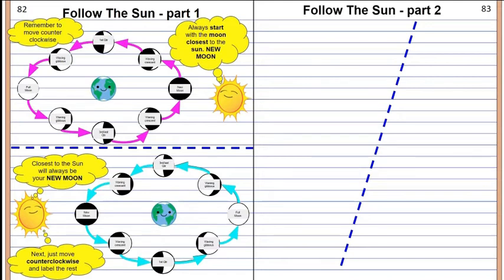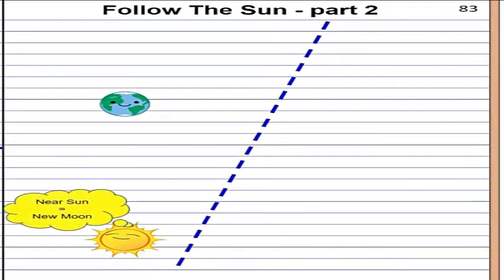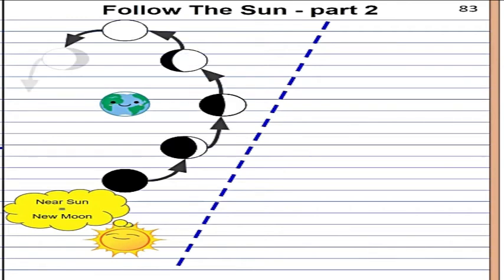Label the top of 83, Follow the Sun Part 2. First, we'll start with our sun and our earth, and of course our new moon. So the moon nearest the sun is always that new moon. And then simply go counterclockwise and draw in your moons.